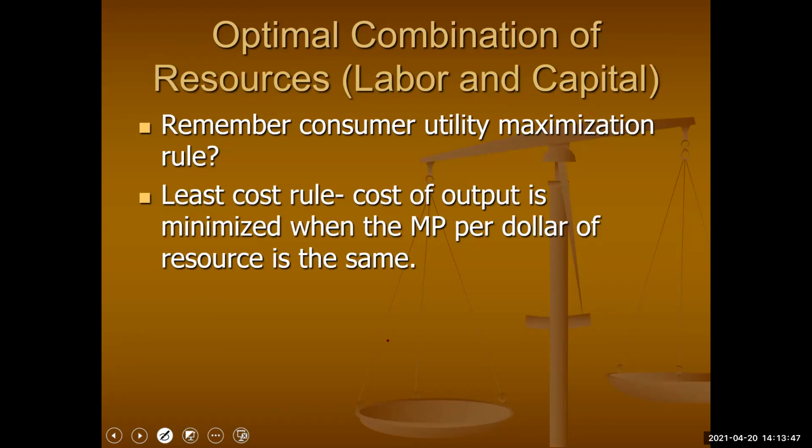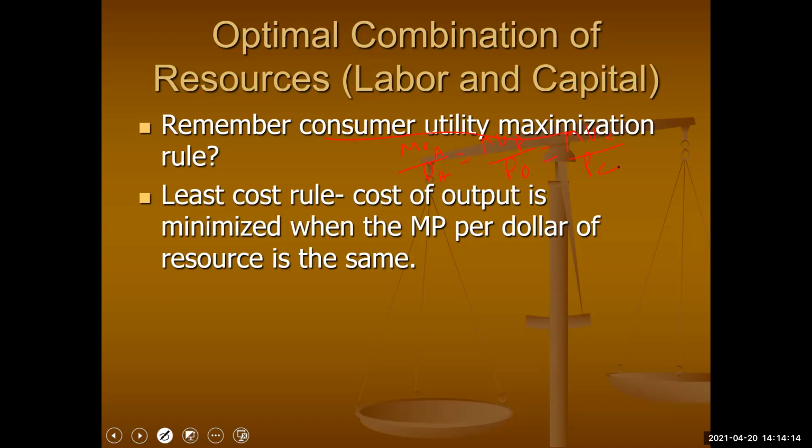How do firms determine how to put together capital and labor? Okay. And what we have to remember is the consumer utility maximizing rule. Okay. Remember the consumer utility maximizing rule? You take the marginal utility of A over the price of A, and it had to equal the marginal utility of B over the price of B. And it had to equal the marginal utility of C over the price of C.